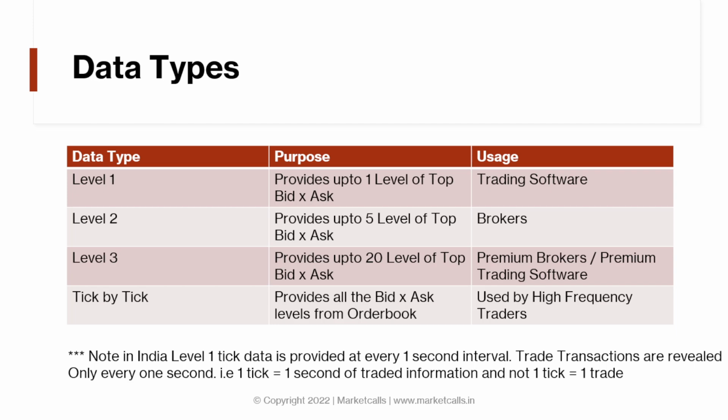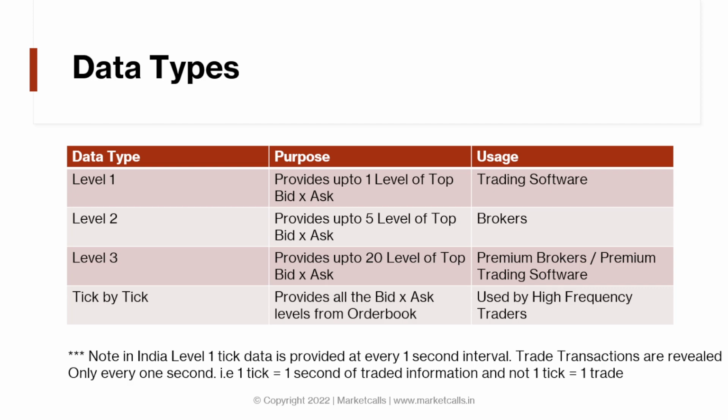In fact, if you want to use Bookmap, you need to have a fair idea about the data types. We can categorize the data types into level 1, level 2, and level 3, tick by tick. Tick by tick is what mostly high frequency traders will be using. They see almost all the executed market orders, and they are the first to know about all the order cancellations or any order modifications. All the levels they'll be able to see.